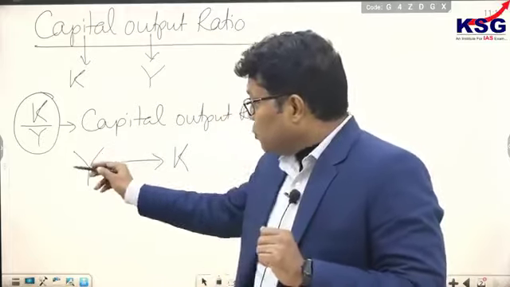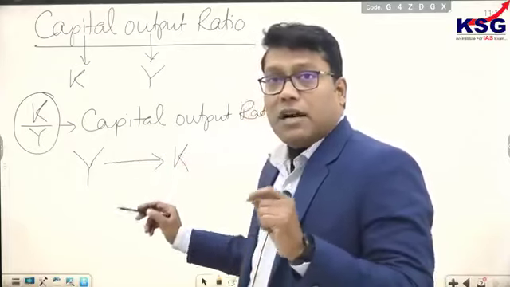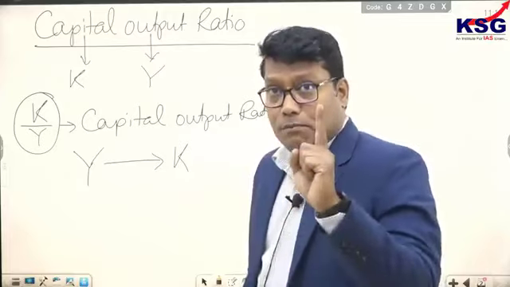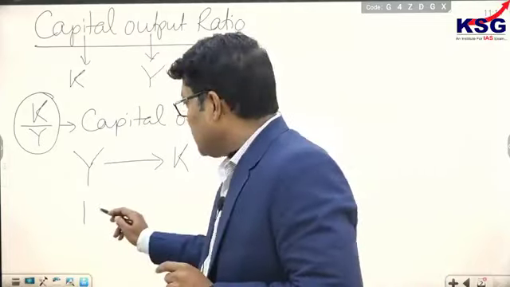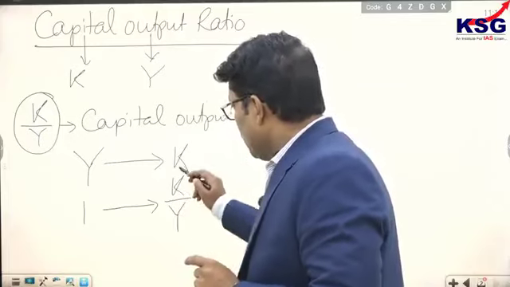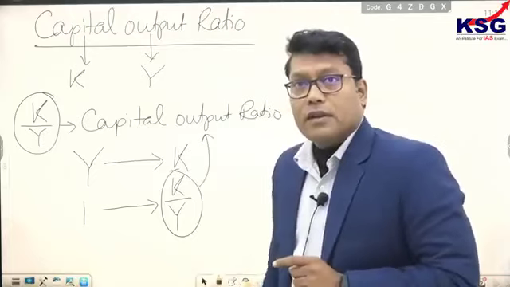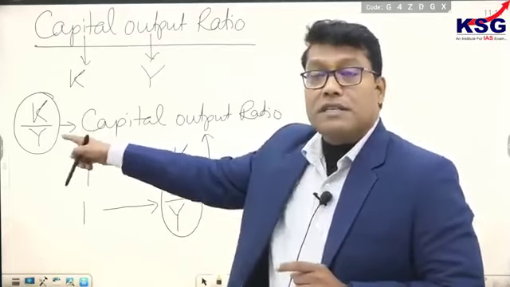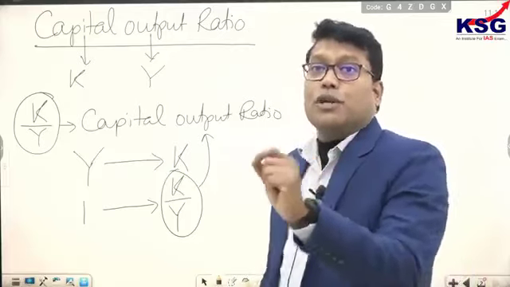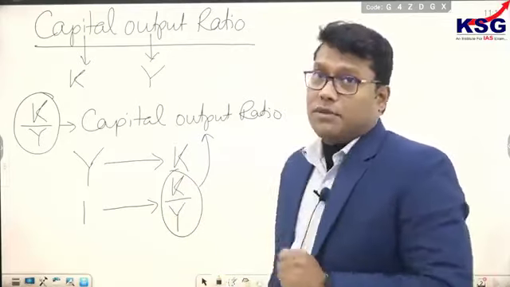So you are producing Y amount of output and using K amount of capital. If I ask how much capital you are using on average per unit, for 1 unit how much you are using, that's K upon Y. So K upon Y is known as the capital output ratio. What does it represent? It says that per unit of output, you are using this much capital.